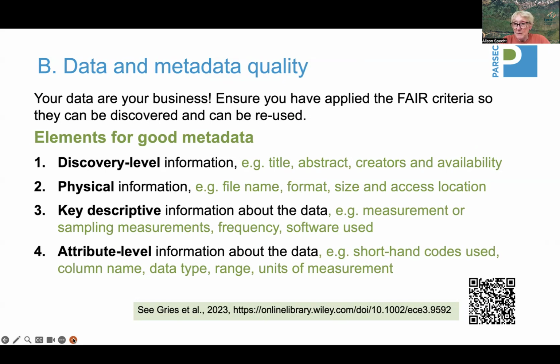Physical information, people want to know how much bandwidth they need in order to access this file, where you're going to find it. Key descriptive information, and this is what often gets left off. 3 and 4, in my experience, is often missing. You need measurement or sampling measurement protocols, how often you did it, what you did measure, what software you used, did you use a machine?